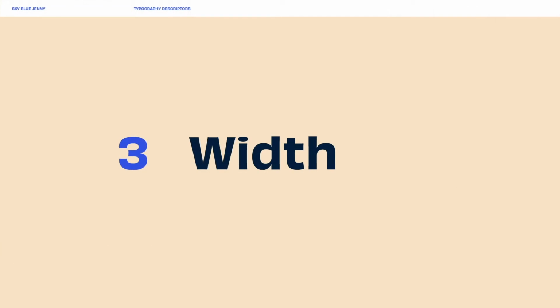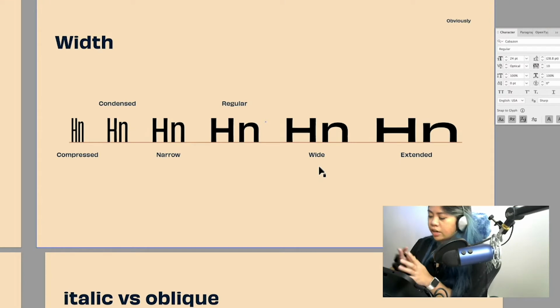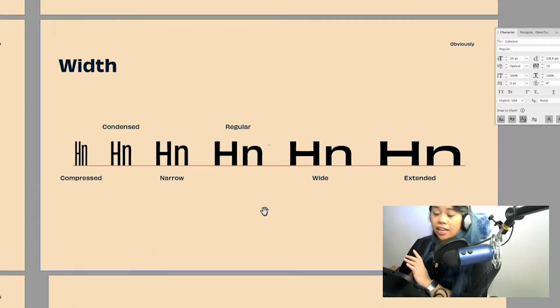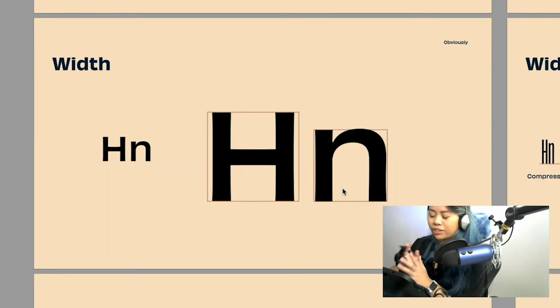Width is wide or narrow or condensed, compressed, condensed, narrow, regular, wide, extended. Again, these font names totally vary with the foundry and the type designers that name them. A good rule of thumb with identifying the width is how the glyphs fit into a square.